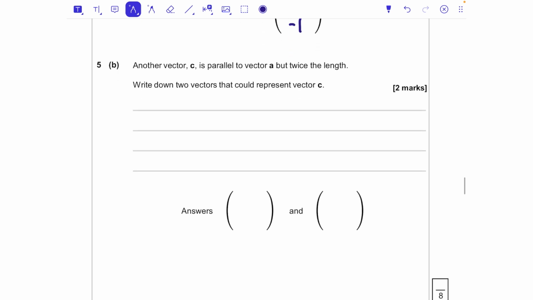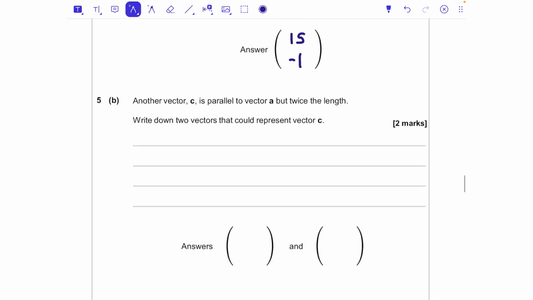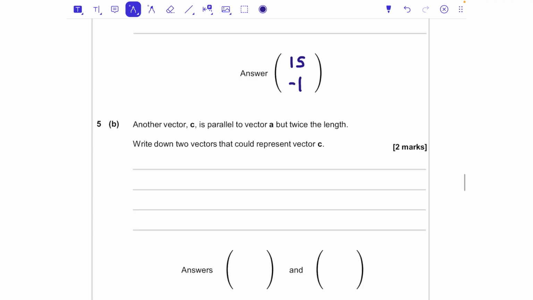Okay, 5B. Another vector C is parallel to A, but twice the length. Write down 2 vectors that could represent vector C. So vector A is (6, 2). So let's have a little sketch of that. (6, 2) would go 6 across and then 2 up. So vector A looks a little bit like that, for example.